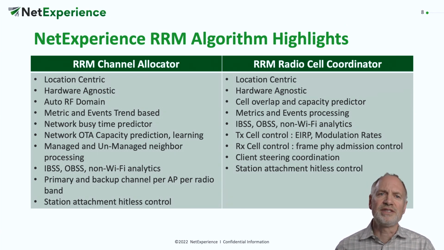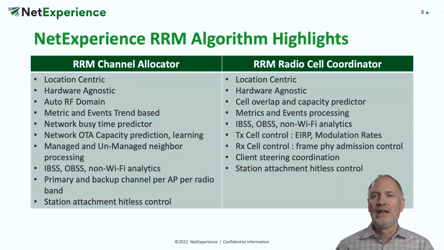So finally, once the algorithm crunches all this data, BSS data or BSS data and non-Wi-Fi data, it will produce primary and backup channels for every radio and every AP. And we made sure that every time these changes are made to every radio, there's absolutely no hit on any client's attachment.